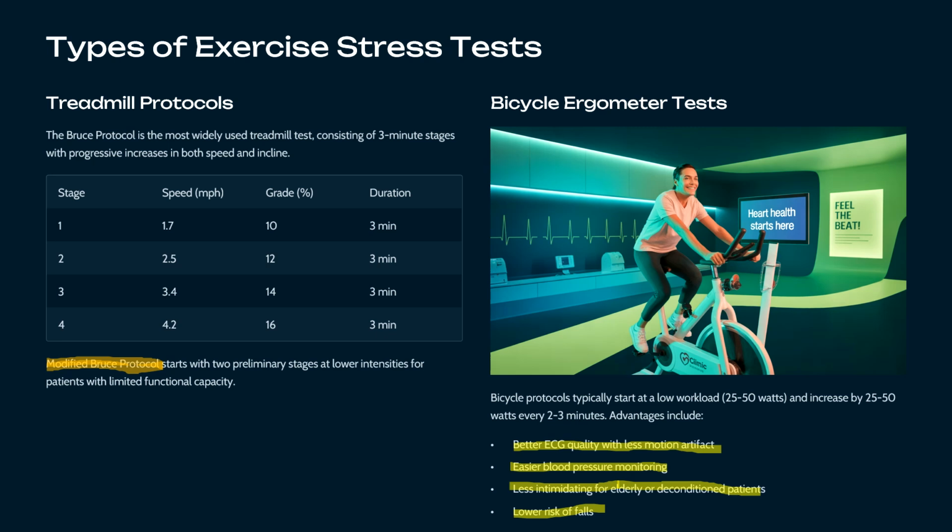But as you can see, in the bicycle ergometer test, a smaller amount of muscle mass is involved, as the person is sitting on the seat of the bicycle. But this is not true in case of the treadmill, where the whole body muscle is working.